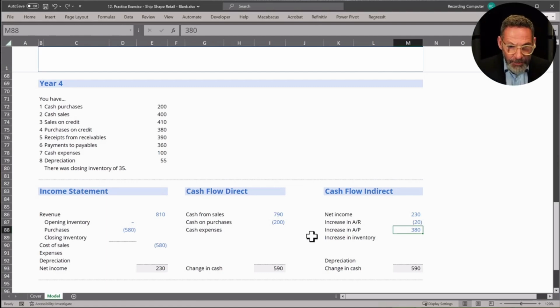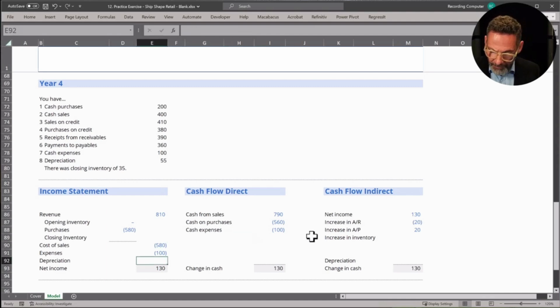Next, we have payments to payables. Now, our payments to payables means it's going to affect our direct cash flow, and that's 360, cash going out, so it's a negative number. And it means that our accounts payable increase is actually reduced because we did pay 360 of it. So I'm just going to put an equal sign there and then minus 360. Great. Our change in cash is the same under both methods. We then have cash expenses of 100. Everything looks good there.